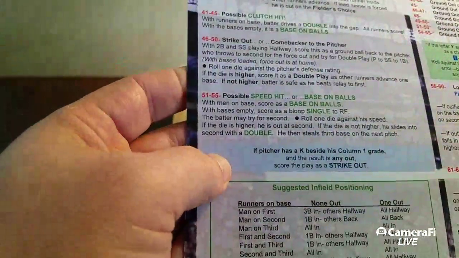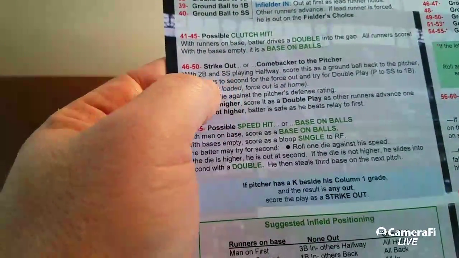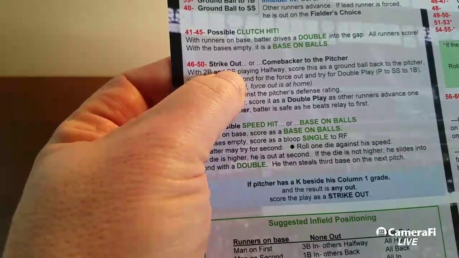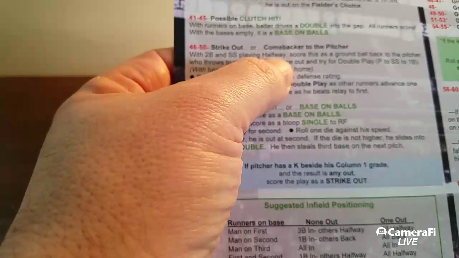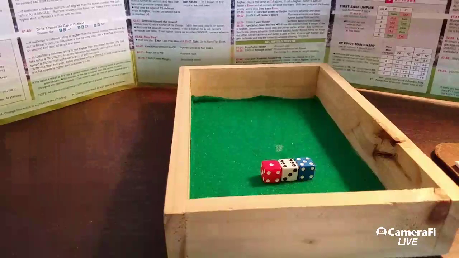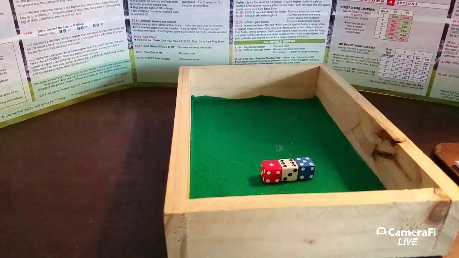If we look at column 1, each of these things are in column 1. It's kind of hard to get them in the picture. But column 1, a 47, would be a strikeout with the bases empty. If there's a runner on first and the infield is at double play depth, there'd be a comeback to the pitcher. But that's the way that would go. That's just an example.